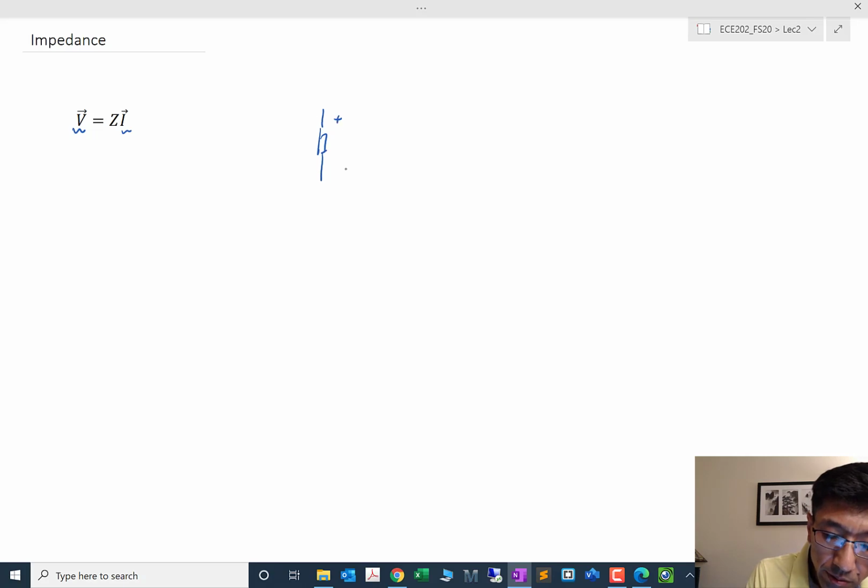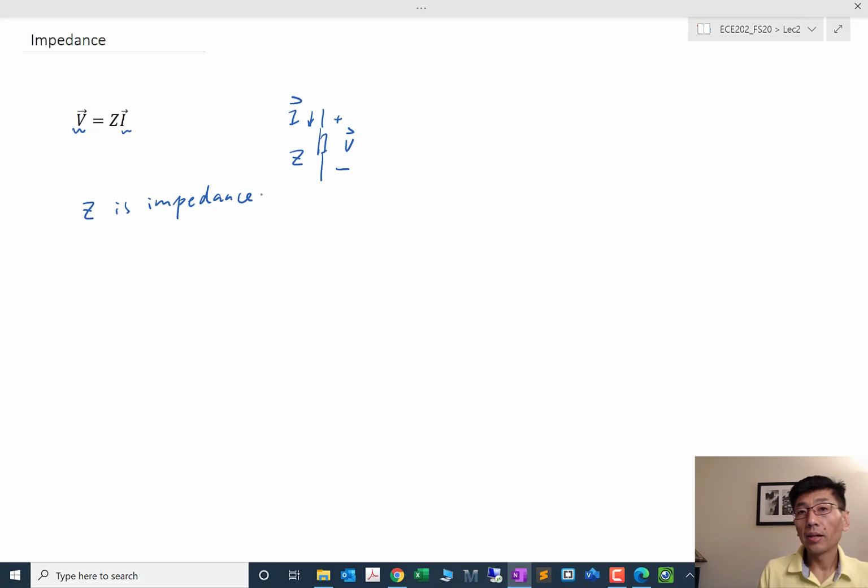So if we have this voltage phasor and current phasor, and we have Z for this element, Z is impedance. You can think about impedance almost as similar to resistance, but now since V and I are phasors, complex numbers, Z is typically complex, right? Z is complex, so this is different from resistance.